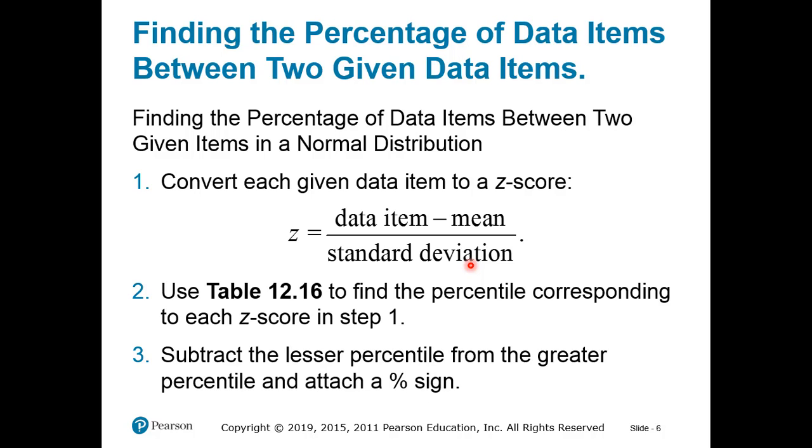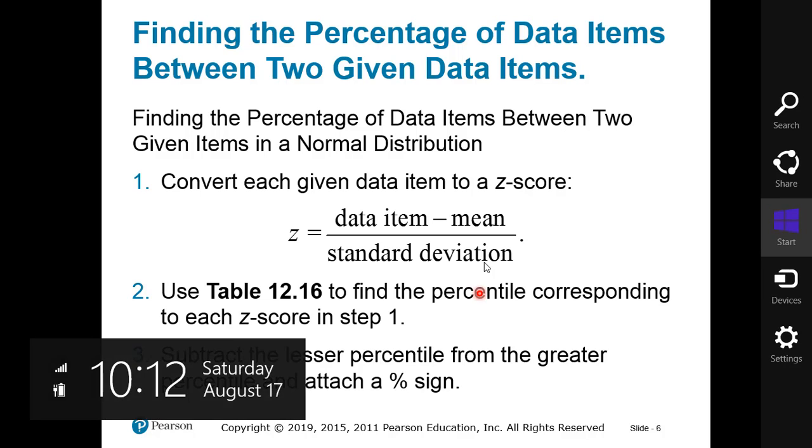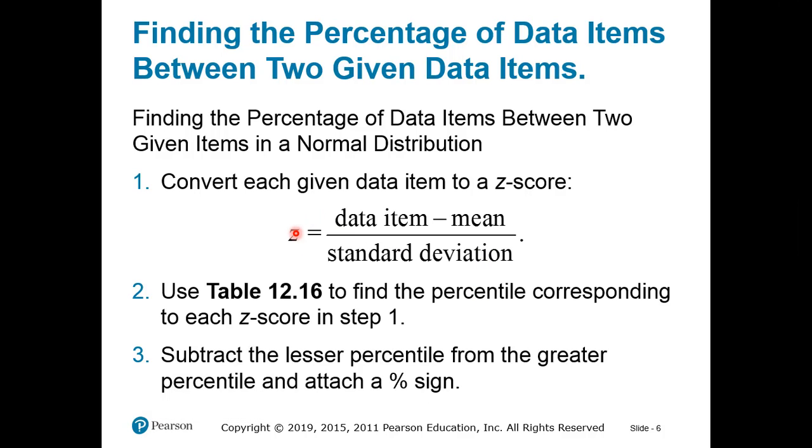So here's how you solve these types of problems. You take the value that they're interested in and change it to a z-score. Then you use table 12.16 in the book. On a test, I will give you this table as well, so you'll have it on the test or quiz. For homework and such, you'll use this table to find the percentile. Remember, the table only gives you the percentile, which is the percentage of values that are less than. These percentiles correspond to the z-score you found in step 1.